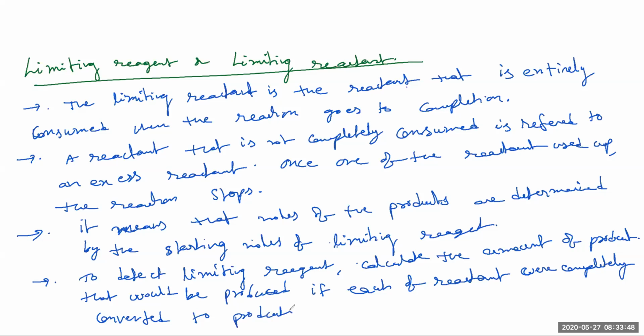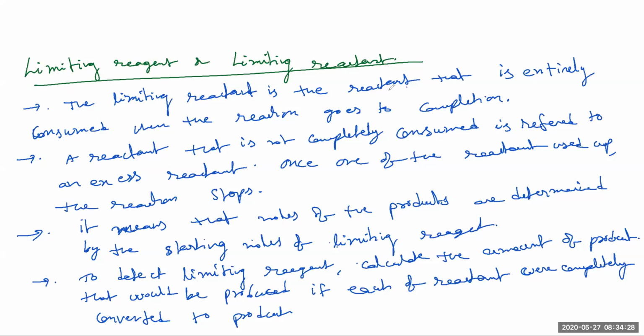So these 4 points you should remember. What is a limiting reagent, how to detect it, and if any excess amount remains, it is called unreacted. I'm repeating again: the limiting reagent is a reactant that is entirely consumed when the reaction goes to completion. If it is not completely consumed, it is referred to as an excess reactant. So once one of the reactants is used up, the reaction stops.